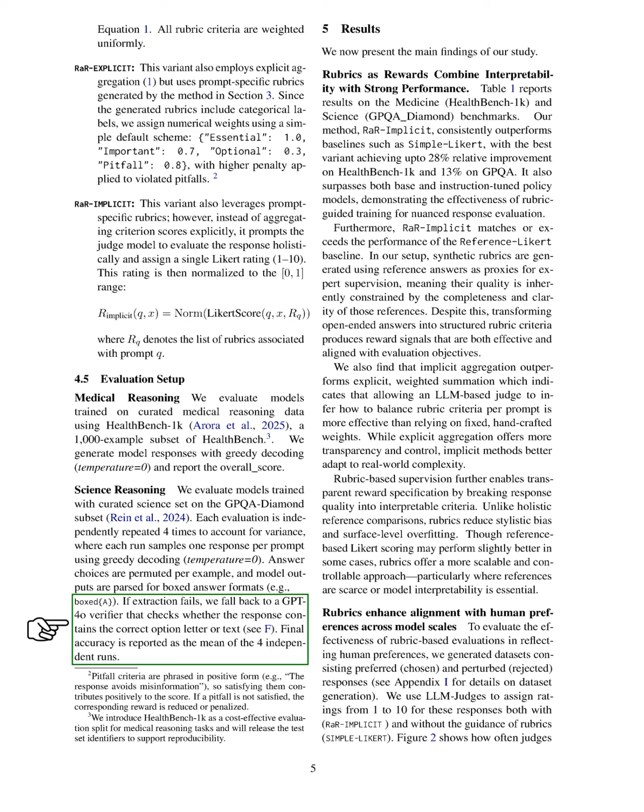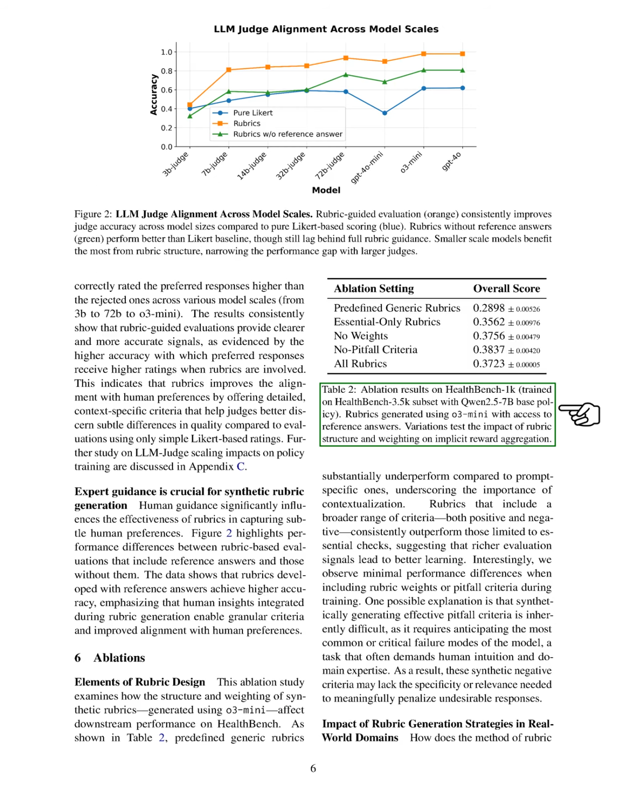Section: Impact of rubric generation strategies in real-world domains. In this section, we explore how different strategies for generating rubrics impact training in real-world scenarios. To do this, we evaluate the Health Bench dataset, which includes a carefully selected set of 3,500 human annotated examples divided into training and testing groups.